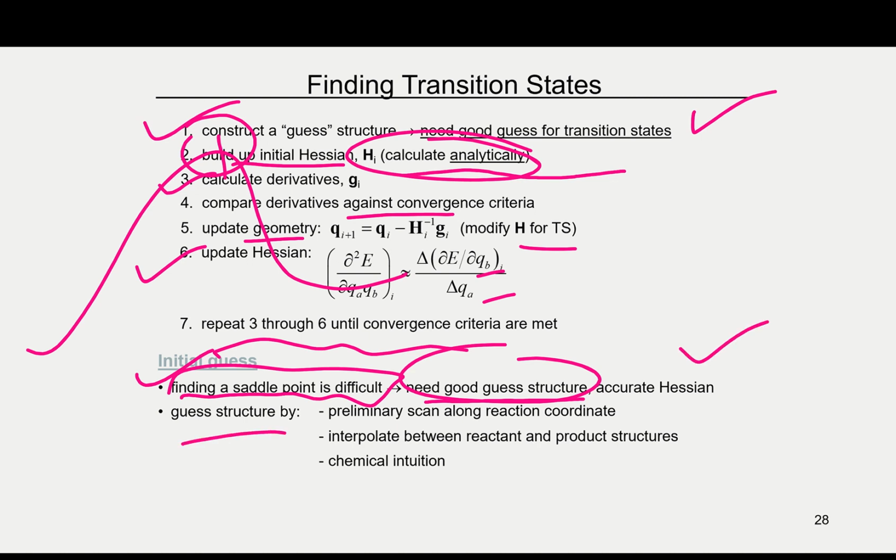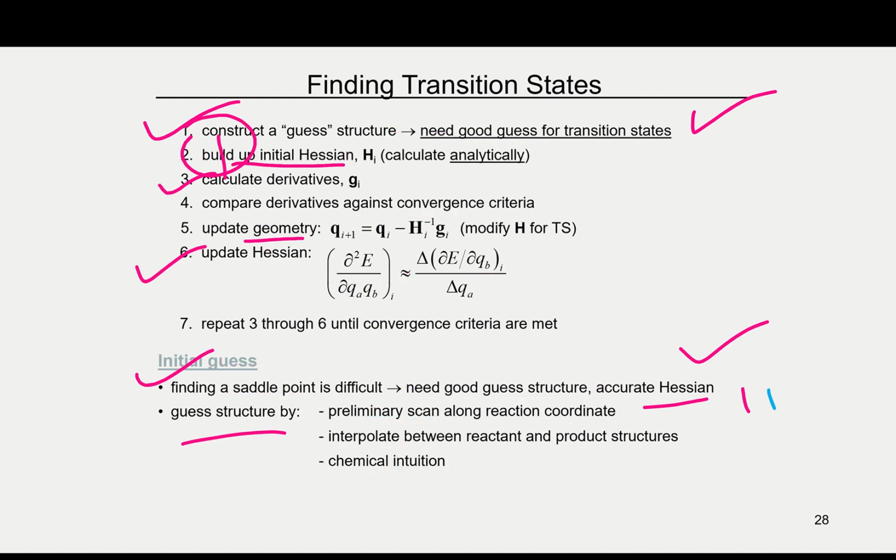Guess the structure by a preliminary scan along the reaction coordinate. You should remember this: there should be a preliminary scan along reaction coordinates. Interpolate between reactant and product structures, and use chemical intuition. These are the three ones. The first one is the preliminary scan along reaction coordinates, then interpolating between reactant and product structures, and chemical intuition. So the initial guess structure comes from these three processes, and you should remember all three.